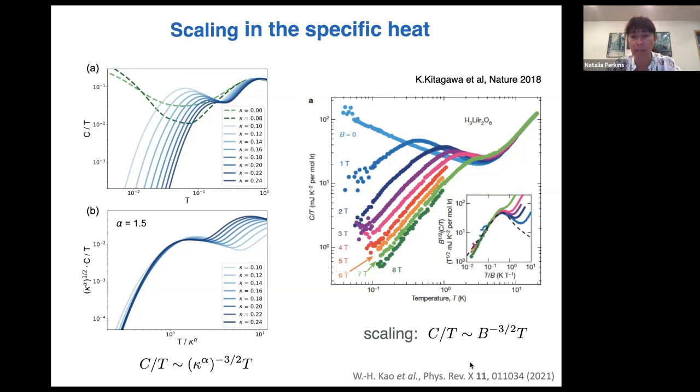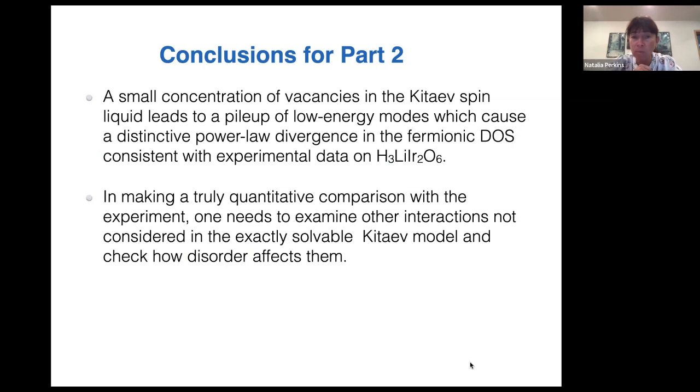So the conclusion for part two is, we believe that a small concentration of vacancies in the Kitaev spin liquid can explain both the pile up of the low energy modes, which causes the power law divergence in the specific heat, and also the suppression with the magnetic field.